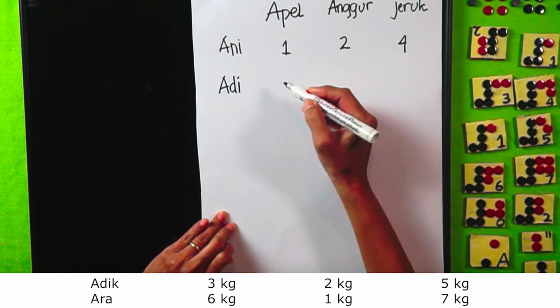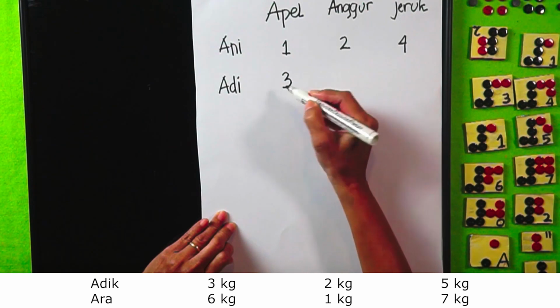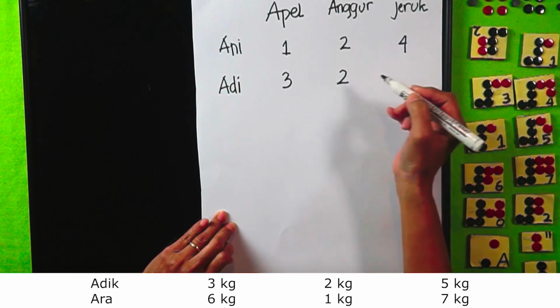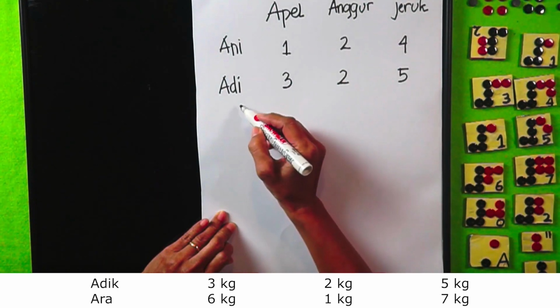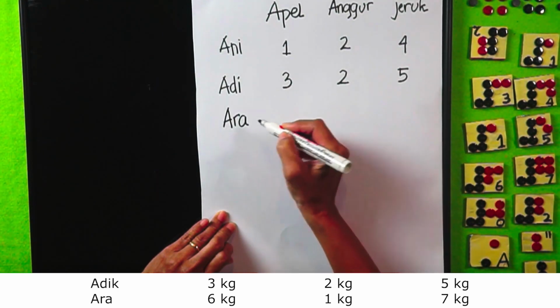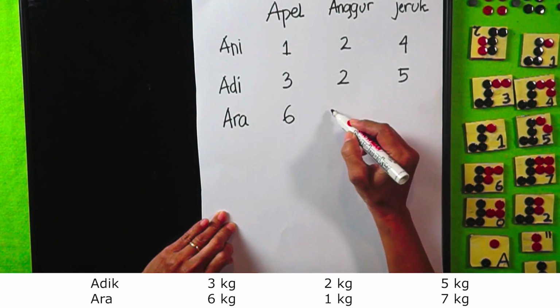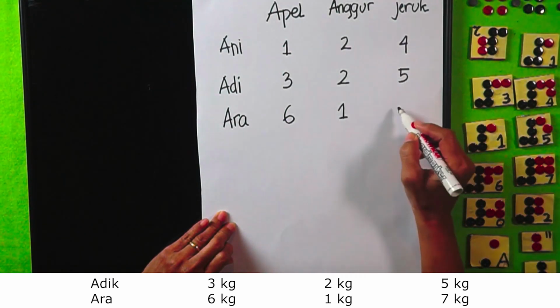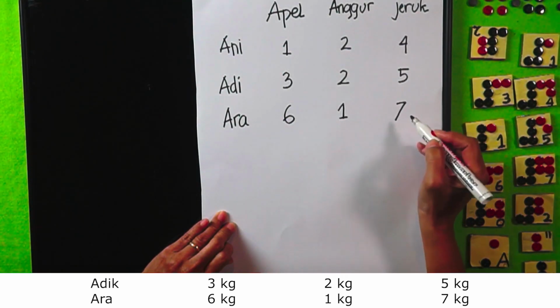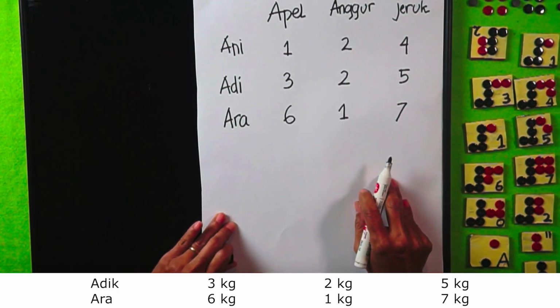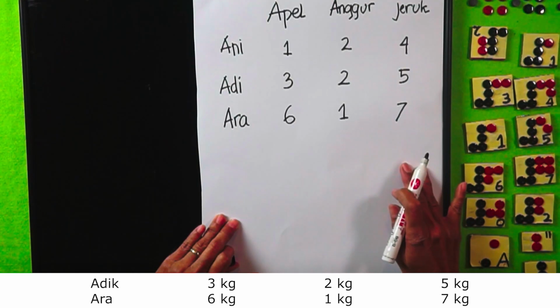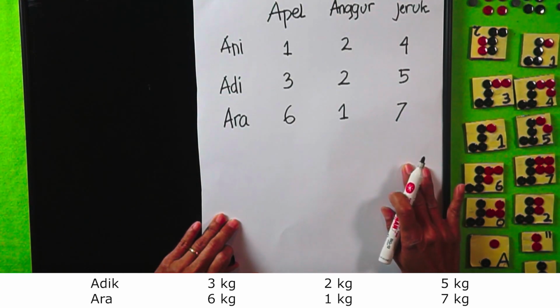In the third row, first column is adik. In the third row, second column is 3 kilograms. In the third row, third column is 2 kilograms. In the third row, fourth column is 5 kilograms. And the last, in the fourth row, first column is ara. In the fourth row, second column is 6 kilograms. In the fourth row, third column is 1 kilogram. And the fourth row and fourth column is 7 kilograms.